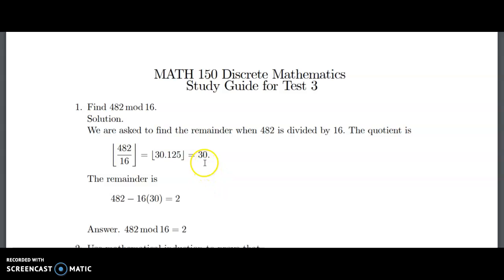Study guide for test 3. Find the remainder of 482 mod 16. We find the quotient by dividing the number 482 by 16 and taking the floor. So the quotient is 30 and the remainder is this difference. From the number you subtract 16 times the quotient. The result is 2, so the remainder is 2.